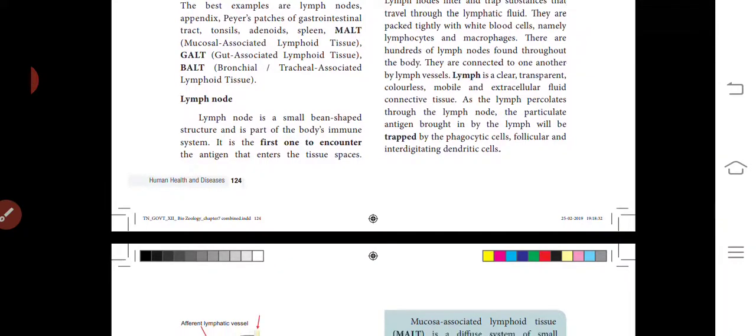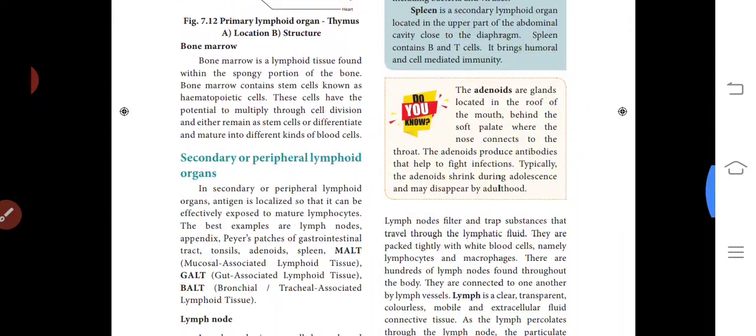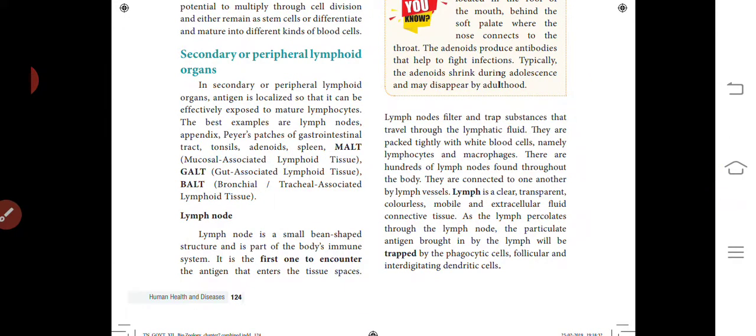A lymph node is a small bean-shaped structure and it is a part of the body's immune system. It is the first to encounter the antigen that enters the tissue space. Lymph nodes filter the substances that travel through the lymphatic fluid. They are packed tightly with white blood cells, namely lymphocytes and macrophages. There are hundreds of lymph nodes found throughout the body, connected to one another by lymph vessels.